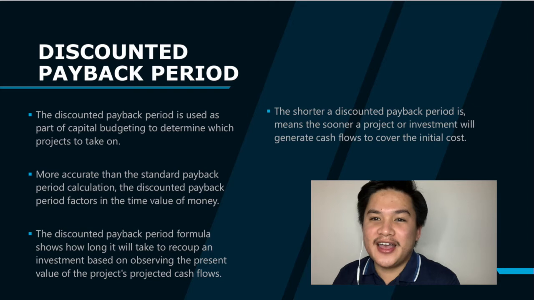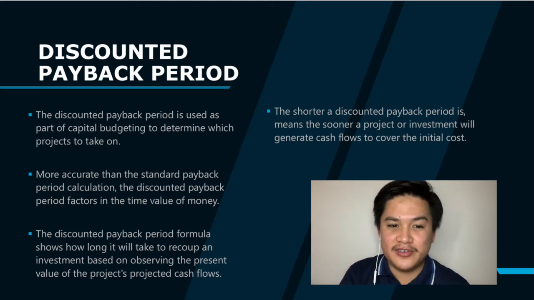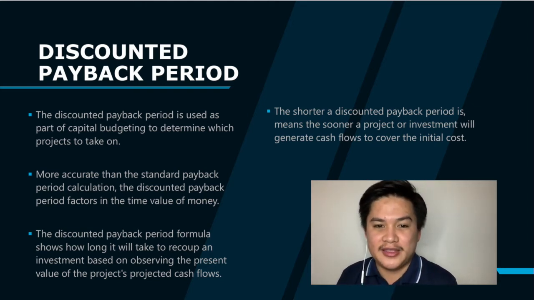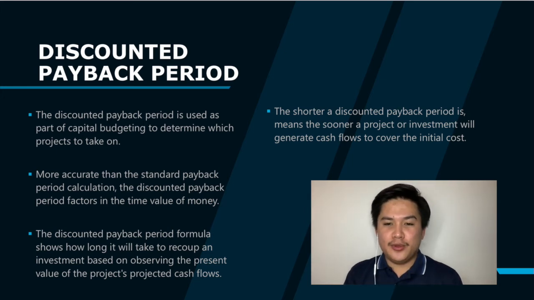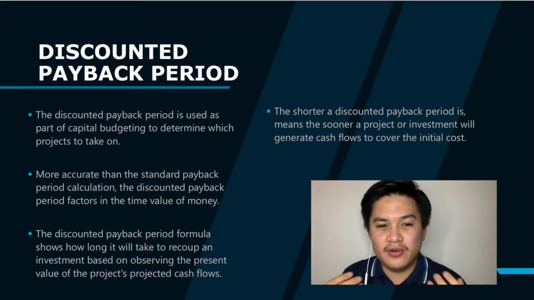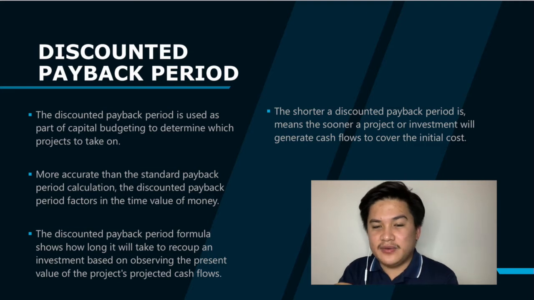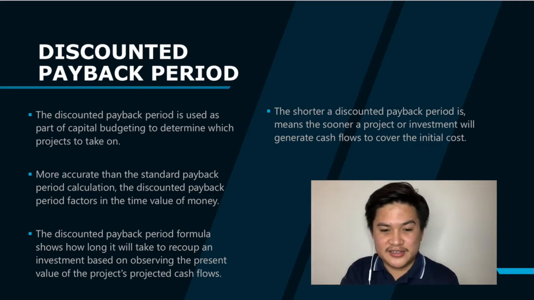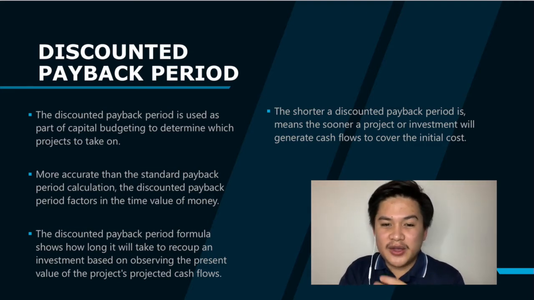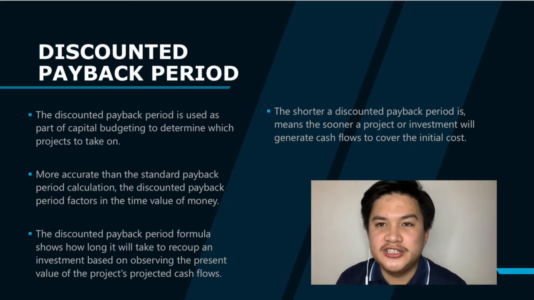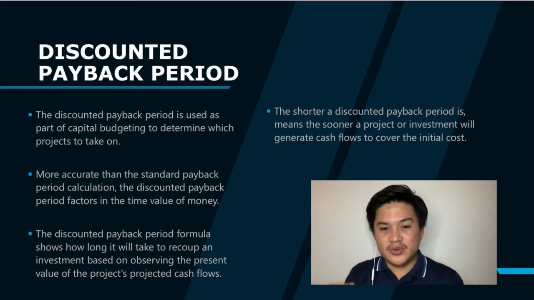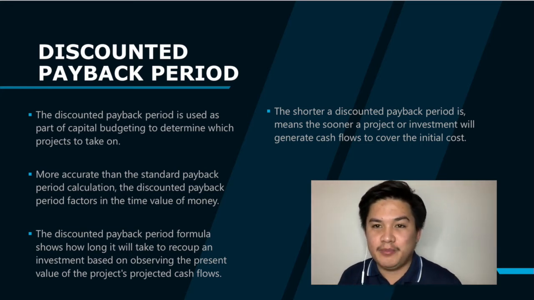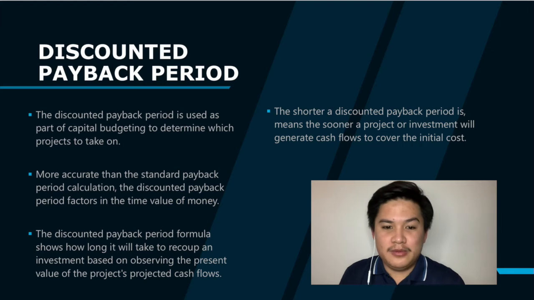Each cash flow is discounted over the number of years from the time of the cash flow payment to the time of the original investment. For example, the first cash flow is discounted over 1 year and the fifth cash flow is discounted over 5 years. The discounted payback period is used as part of capital budgeting to determine which projects to take on. This is also more accurate than the standard or simple payback period calculation.